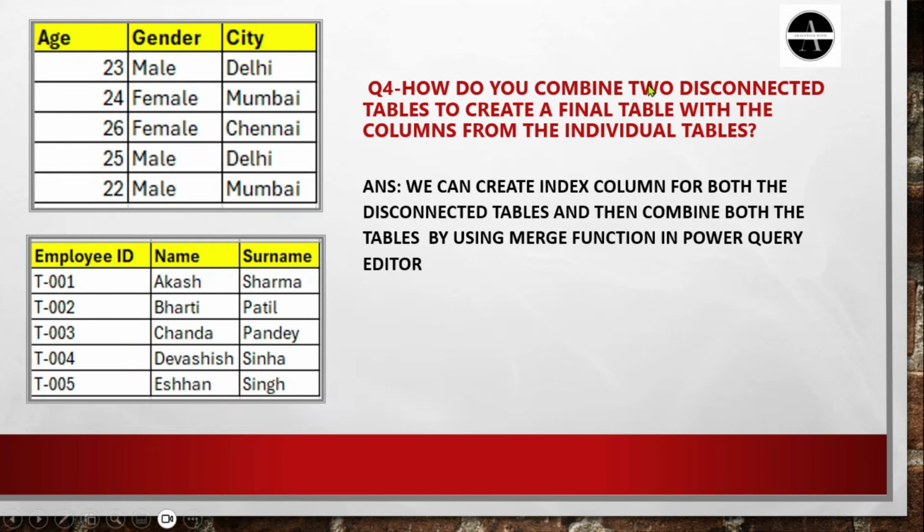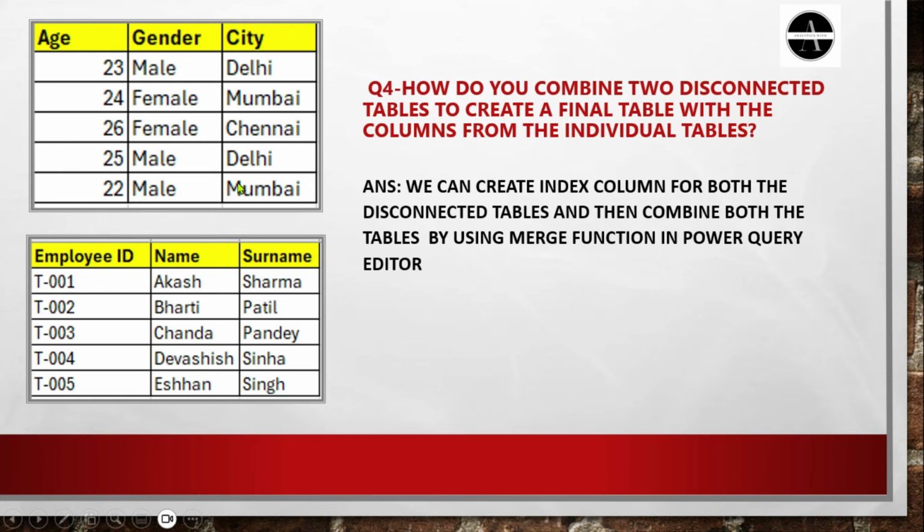The next scenario based question is on Power Query Editor again. So here the question is, how do you combine two disconnected tables to create a final table with the columns from the individual tables? Now what do you mean by disconnected tables? Here you can see two tables. In the first table there is age, gender, city, and in the second table there is employee ID, name and surname. So these two tables are disconnected tables because no common column is there between the two tables.